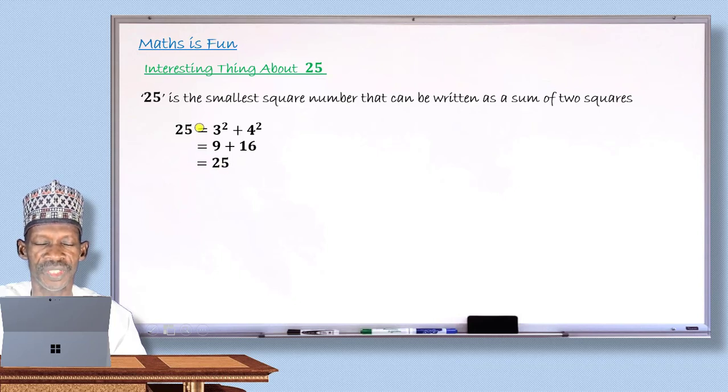So 25 is the smallest among the square numbers that can be expressed as the sum of two other square numbers as well. So we see more of interesting things like this in mathematics in our subsequent lessons.